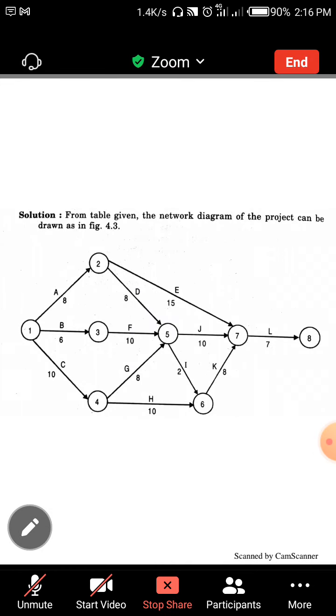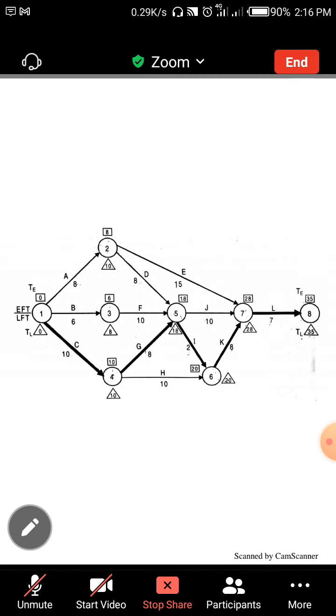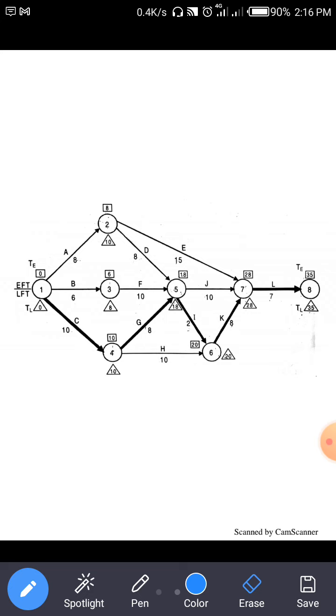Now after completing the network diagram, first we find the TE and TL values. First we draw a square box for TE and a triangle for TL. So TE is always indicated by the square box. We start from 0.